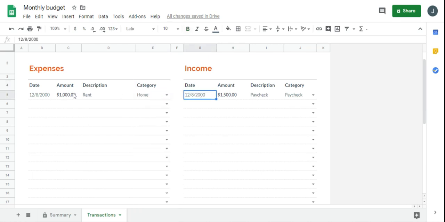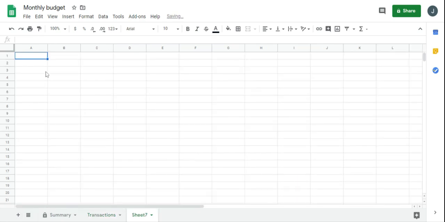And then for income, the exact same four things: date, amount, description, category. Now, if you need to do additional calculations, you can set it up like this. Let's say that you go with the national average, 39,000 for the year, as your annual income.